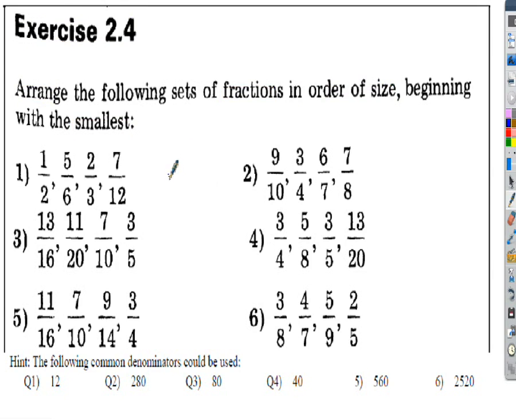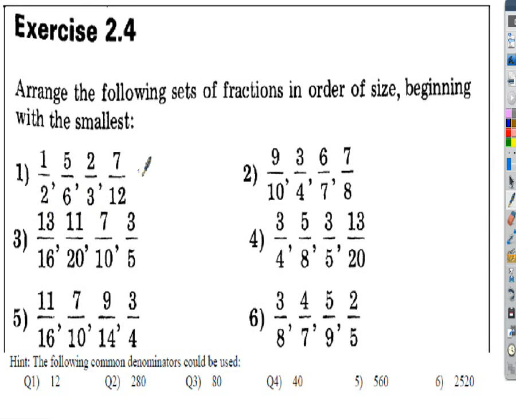So just showing you a few work solutions here to question 1. The lowest common multiple of 2, 6, 3 and 12 will be 12. 2 divides into 12, 6 divides into 12 and 3 divides into 12 completely. So 12 will be our lowest common denominator. So now I need to factor up the various terms so that they reside over a denominator of 12.